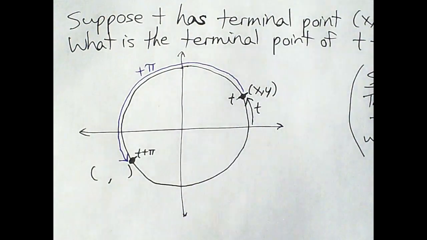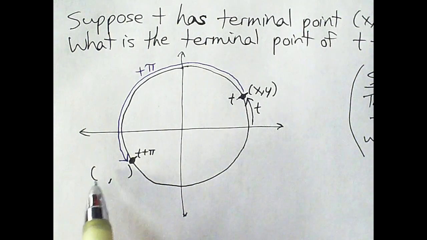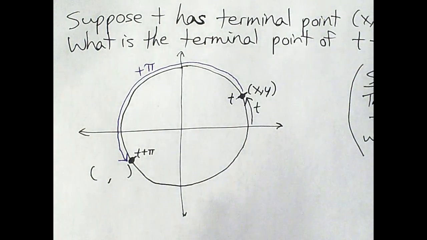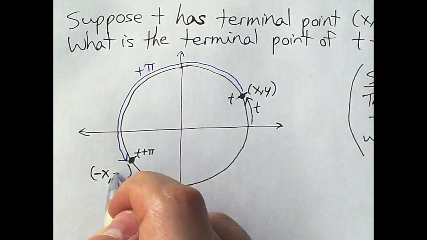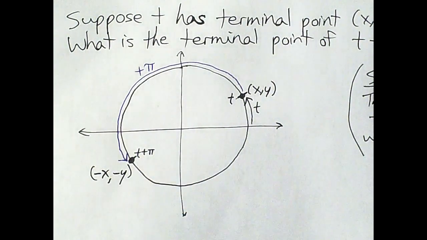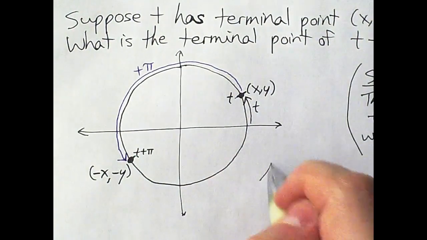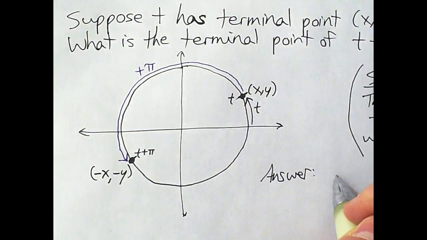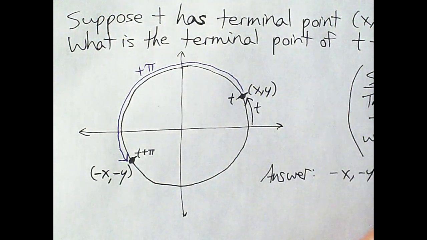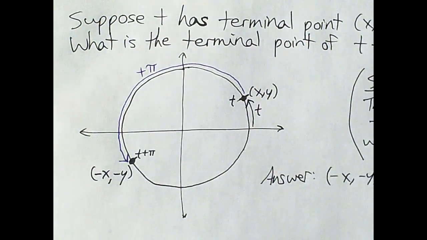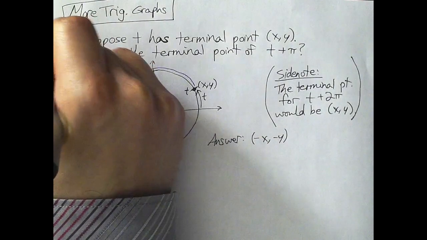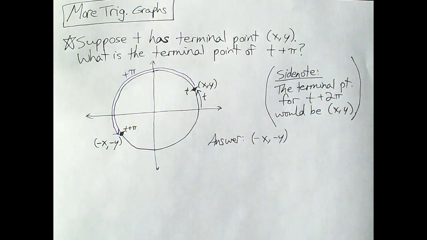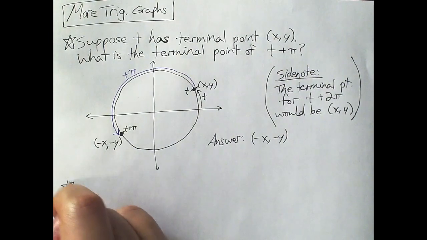And using what we know about reference numbers, the idea is that this is going to be some form of x comma y. We just have to figure out if there are pluses or minuses in front. And because of what quadrant it's in, I can see that this would be minus x, minus y. So that's the answer to this question above: minus x, minus y. Let's zoom out so we can see everything again. All right, well, we'll see how that helps us.